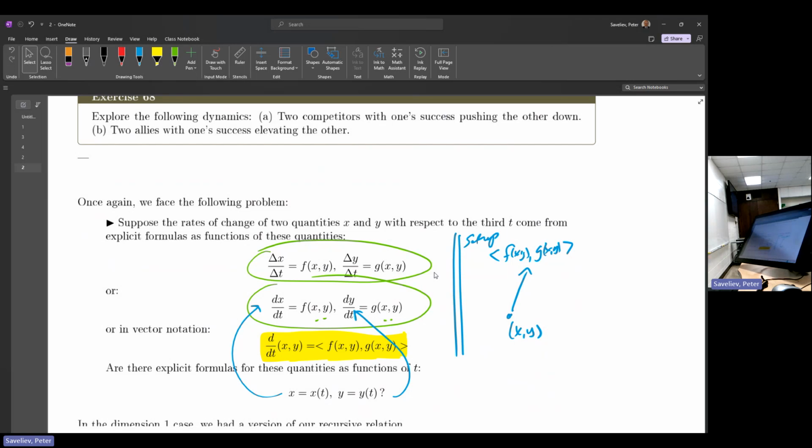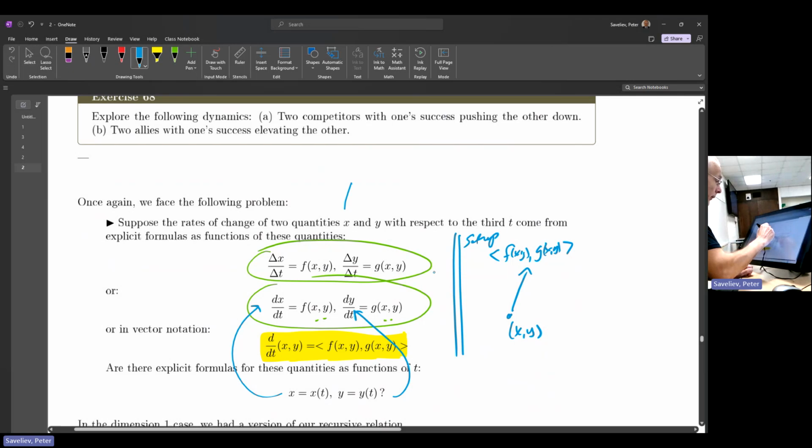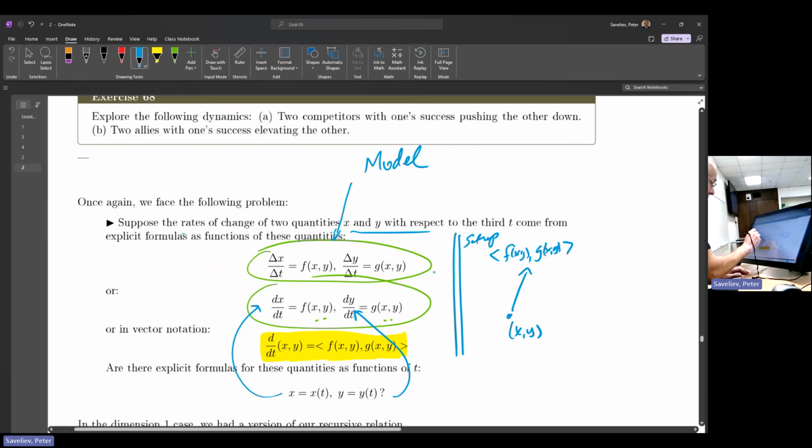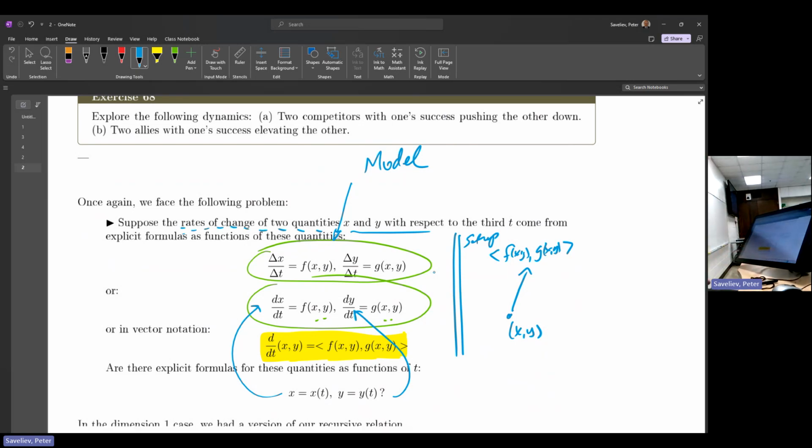Once again, we have the setup that presumably comes from a model of a phenomenon, usually described with respect to time, with 2 or more quantities that possibly depend on each other and on time. Their rate of change is with respect to time. That's why we like those deltas so much. They follow the Leibniz notation, so we know with respect to what variable we're differentiating.